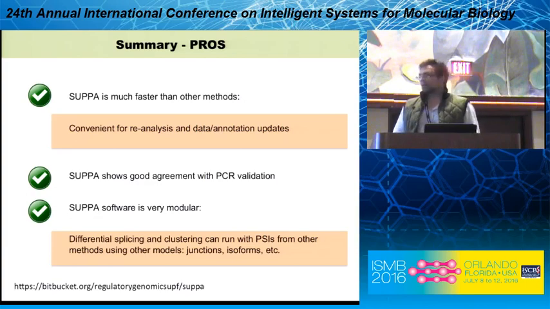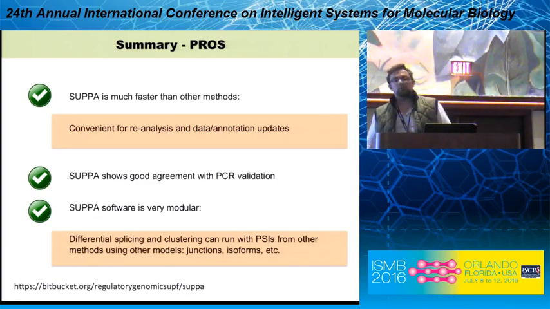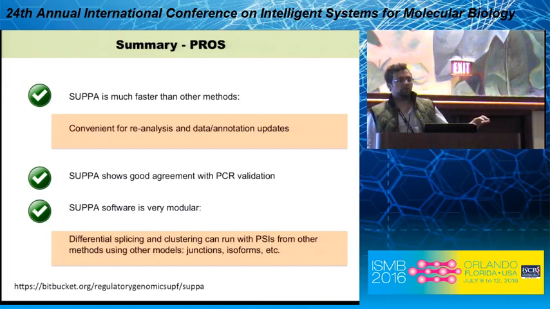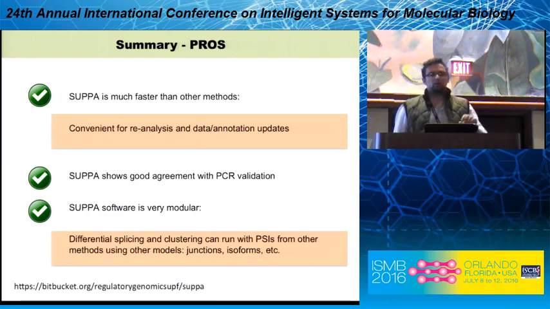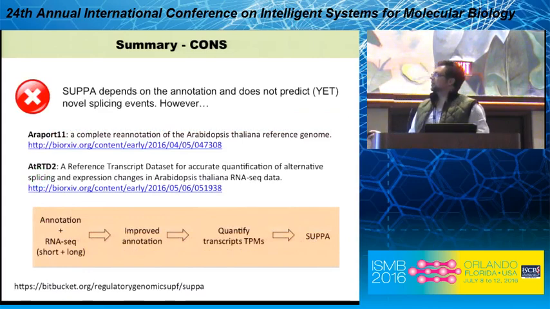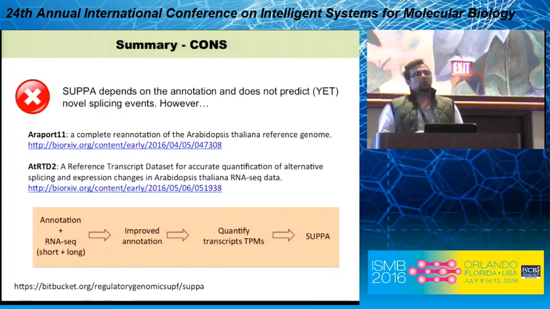And it's very modular. You can apply the differential splicing or the clustering to any of the outputs from other methods, like junction PSIs or isoform PSIs, as long as you have the PSI values and a vector of values. Of course, the downside is the dependence on the annotation. So we don't see anything that is not in the annotation.